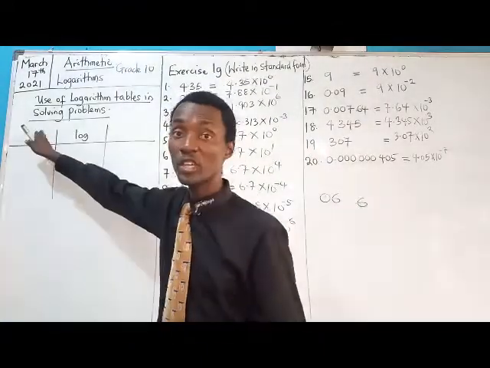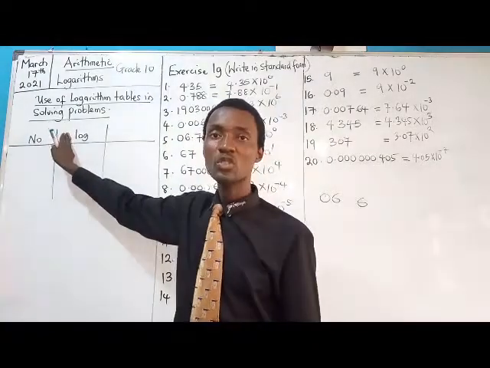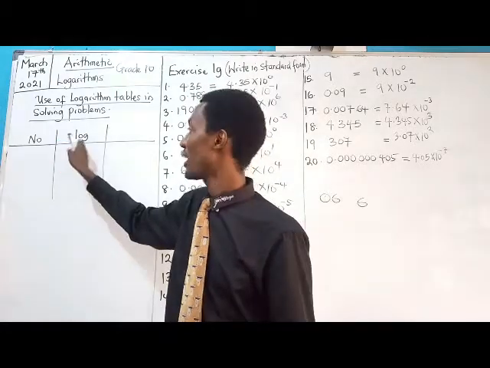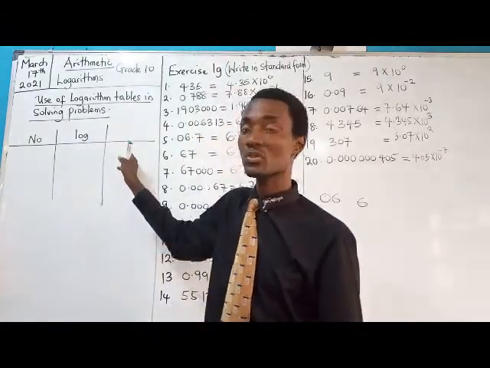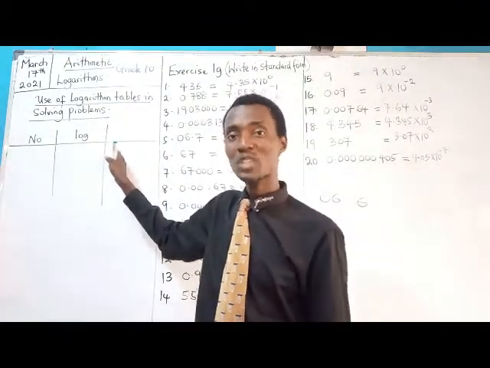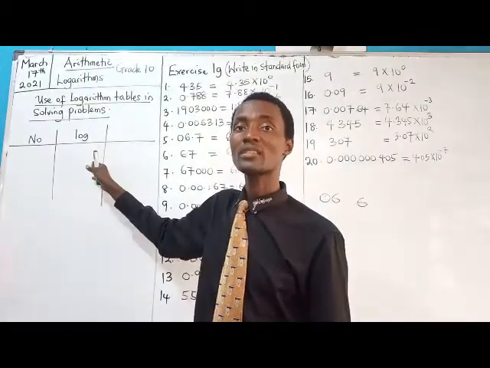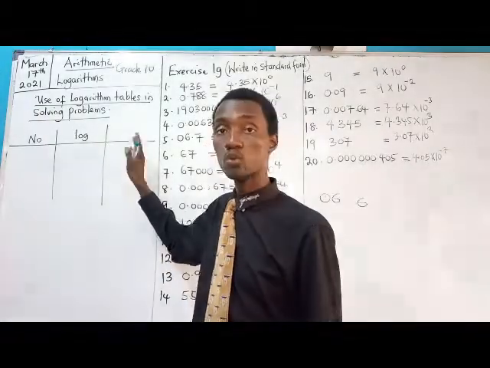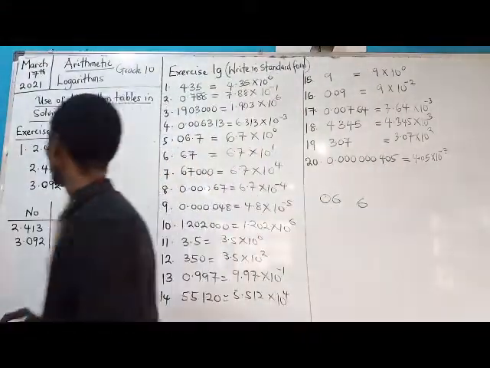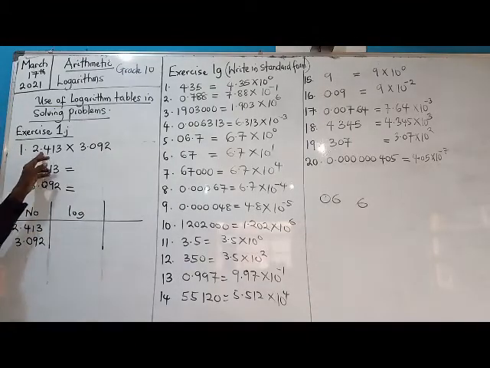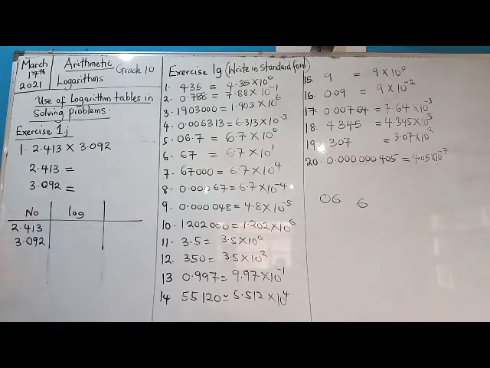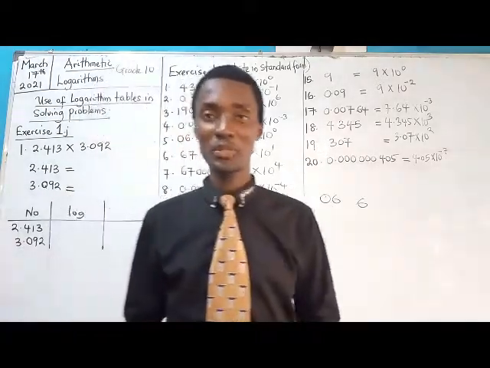So the first column is a number you're given. The next one tells you the conversion in logarithm you are to make. And then the third one will tell you necessary corrections, necessary calculations you need to do. Rules can be bent, rules can be broken, but as we use it, you get to understand how best you would work with this. Okay, so we're going to solve a problem now. 2.413 times 3.092. And we're going to use our logarithm table to handle that.